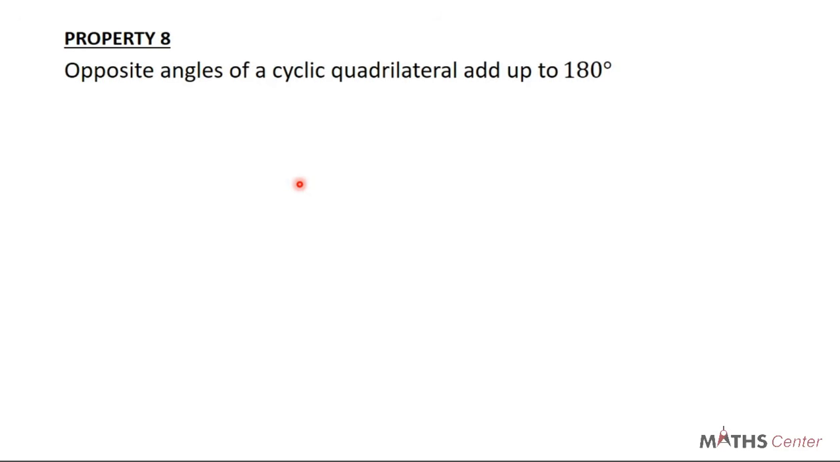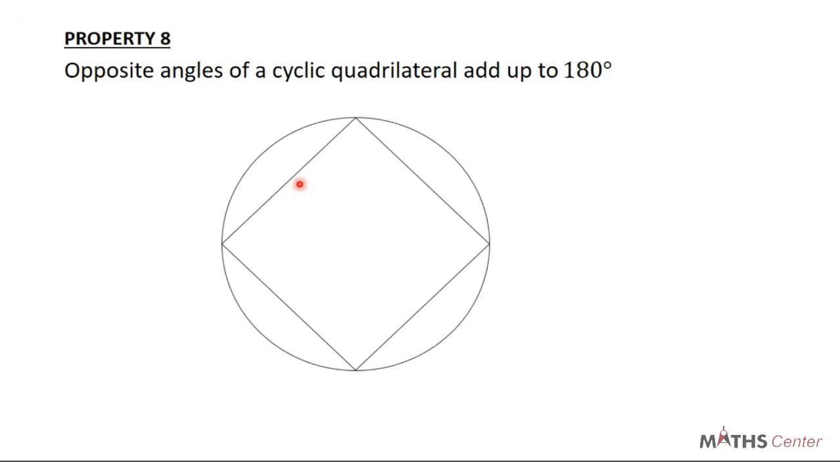Let's look at the next property. The opposite angles of a cyclic quadrilateral add up to 180 degrees. We know that a quadrilateral is a four-sided plane figure. So if you have a circle, then you have a quadrilateral that fits into the circle like we have here. So we are going to call this quadrilateral ABCD. Now because the quadrilateral fits into the circle, we call this quadrilateral ABCD a cyclic quadrilateral.